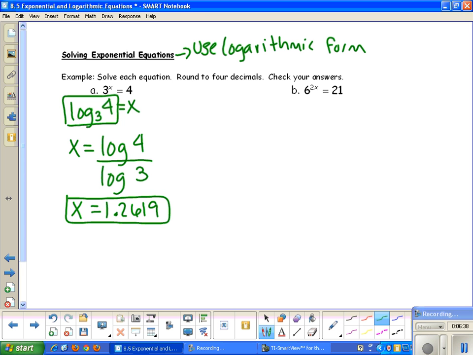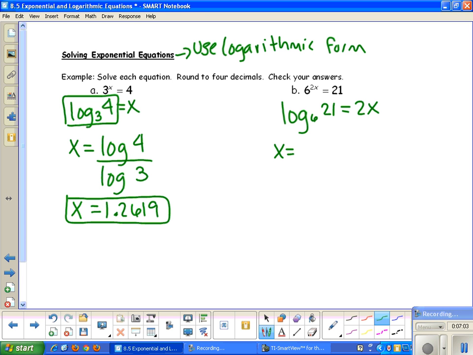So for the next one, same thing. I can't make base 6 and base 21 be the same, so that means I'm going to use my logarithms in order to solve this. So remember, your base stays your base. This would be the log base 6 of 21 equals my exponent, 2x. Now to solve this, I can do my change of base formula over here, and then I'm going to divide that answer by 2 to solve for x.